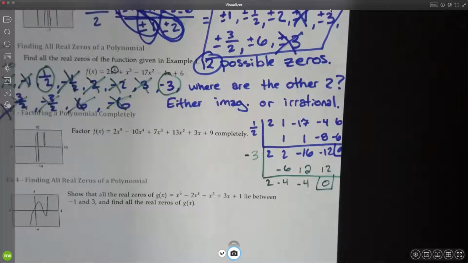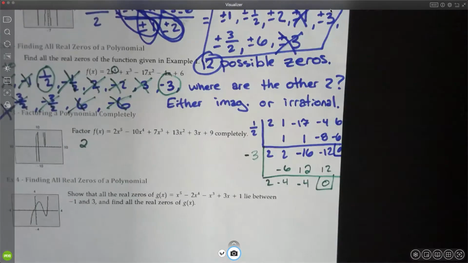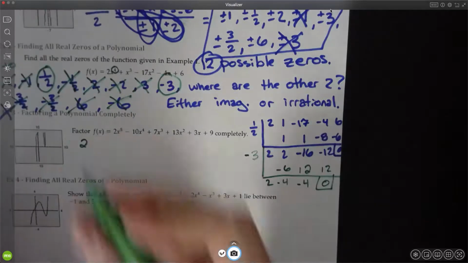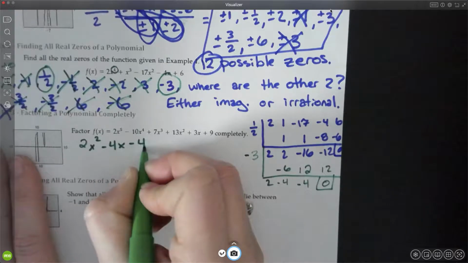What will that look like if I put them back together? 2, negative 4, negative 4. What would it look like? X squared. Is it x to the third or x to the second? X to the second. We took x to the fourth, and we're dividing 2 factors out. So it should be x squared. So I'm going to put 2x squared minus 4x minus 4, right?